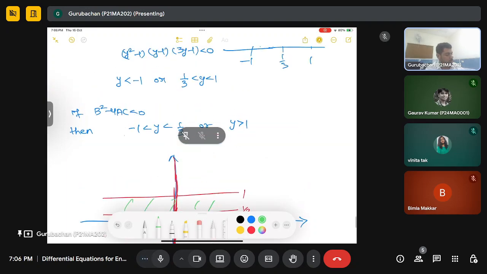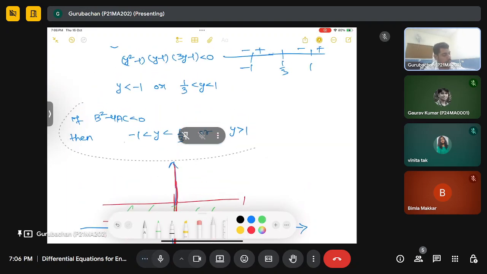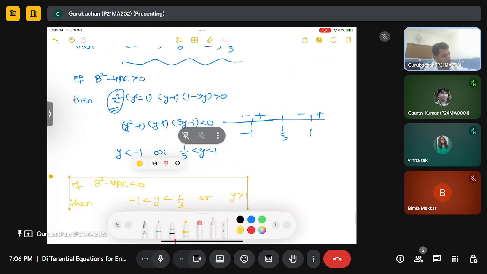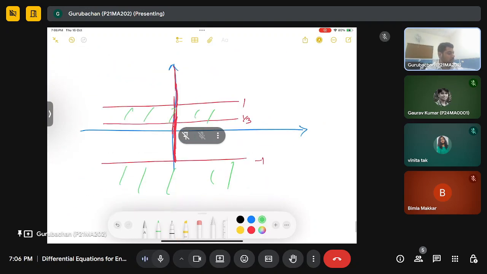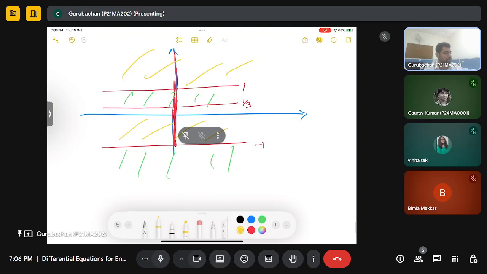So let me just draw this one, this yellow one, and this part with this one, so that we can find out the interval. The rest of the interval will be this one, which will correspond to your elliptic. So this is how we can classify a second order PDE.